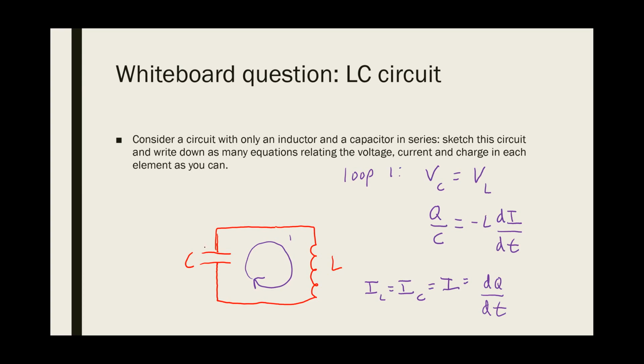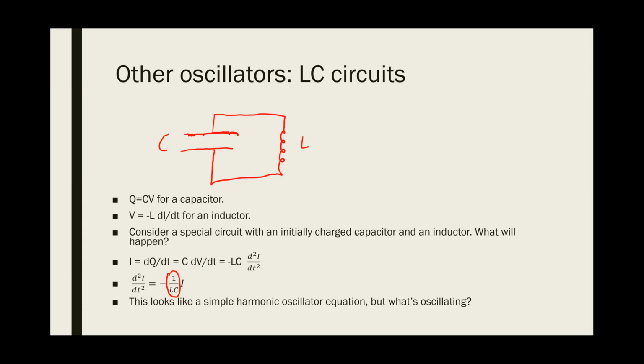So I can use that to set charge over the capacitance equal to the inductance times the negative change in current over time. And I know that the current is the change in charge over time. So if I plug that in, I'm going to end up with a differential equation for charge. And it's a differential equation that we've seen a few times.